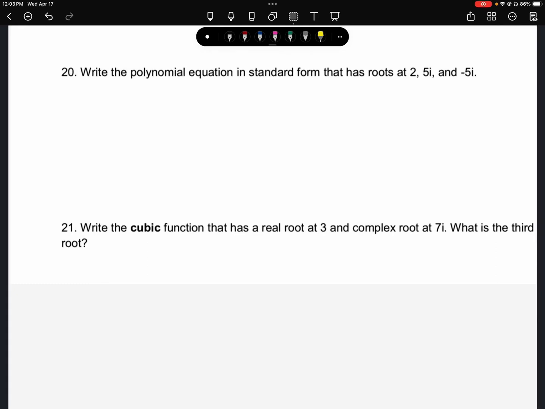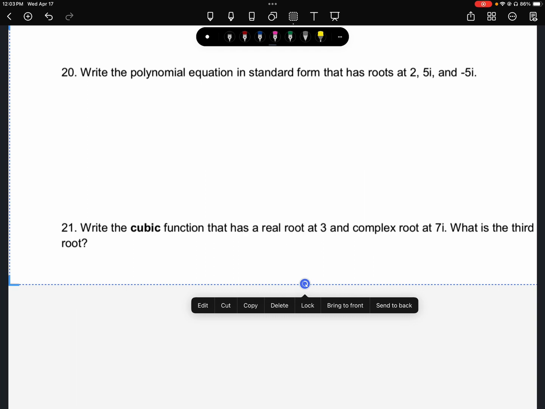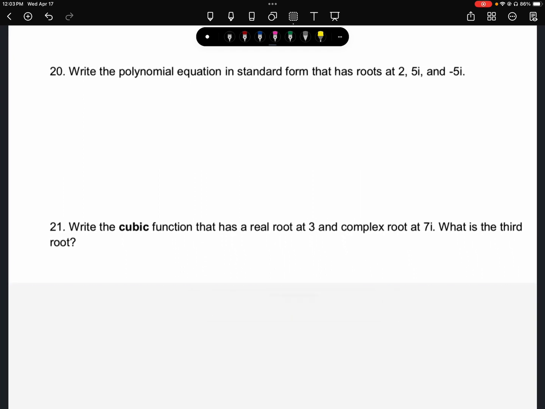All right, this video is for numbers 20 and 21 from the Chapter 8, Section 1 review. These are some of the ones that usually have more questions than others, so we'll go ahead and talk about them right now. Number 20 says, write the polynomial equation in standard form that has roots at 2, 5i, and negative 5i. So since it has 3 roots there, we know that this is a cubic.